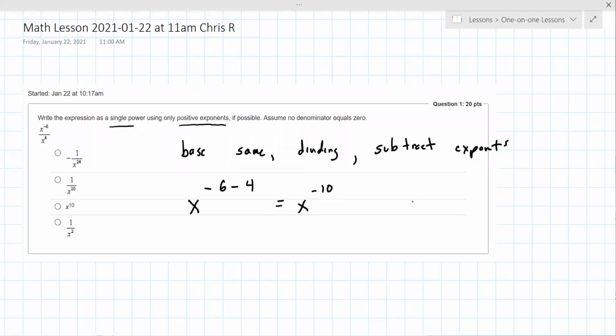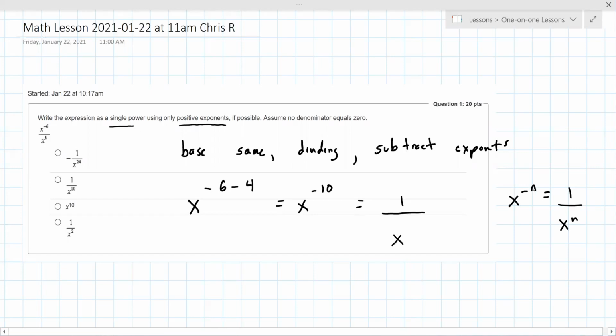Yes, but it can't be a negative. Right. So we're using the property that x to the minus n equals 1 over x to the n. Essentially, you put a 1 over x, and then whatever this number is, which happens to be 10, down here it becomes positive. So negative 10 becomes positive 10.